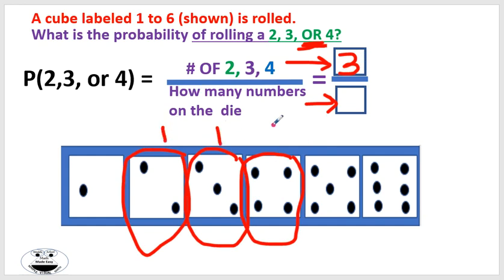So just to show you what I'm doing, 1, 2, 3. And how many numbers are there on the die? How many possible ways, numbers that we can get? We might get a 1, 2, 3, 4, 5, 6. 6 possible numbers we might get when we roll.